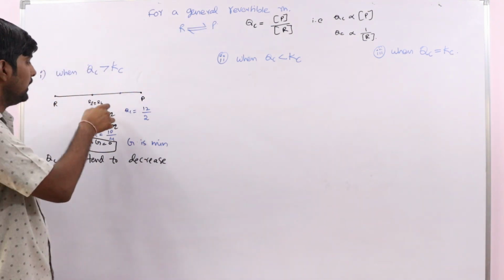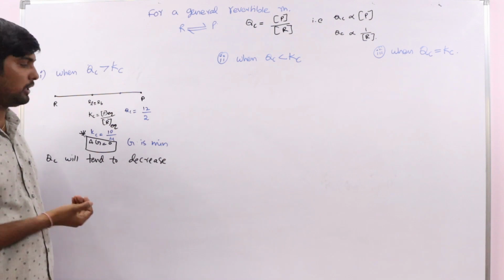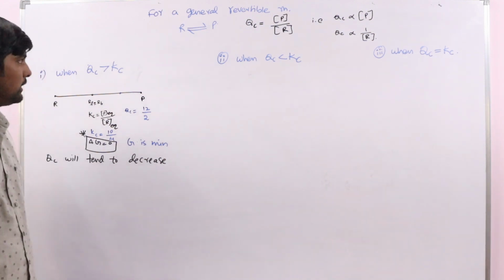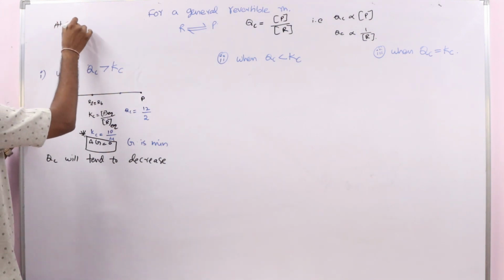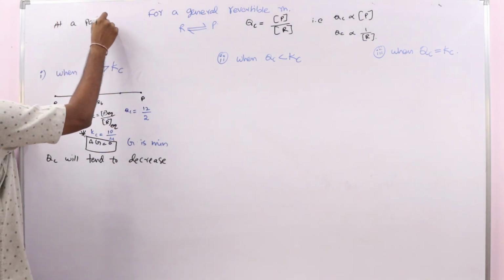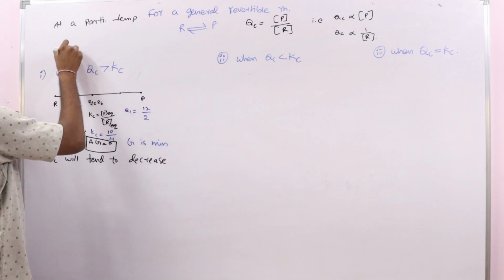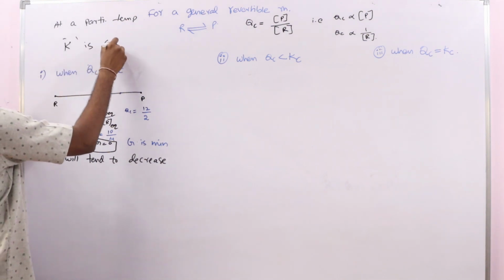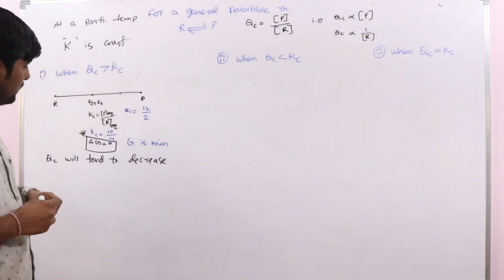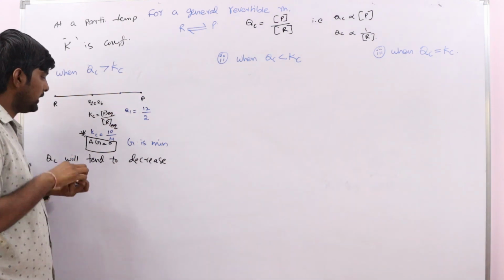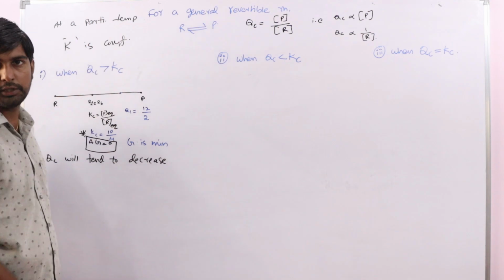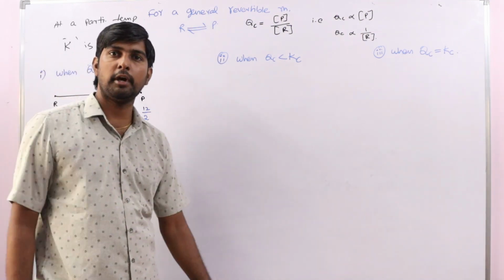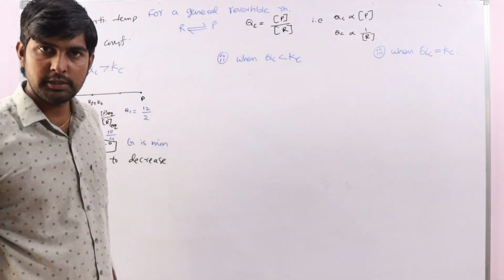Okay, in this reaction Qc will try to equal its value to Kc. Already we discussed that at a particular temperature K is constant, yes or no? So here equilibrium is present, and this K value is fixed. It cannot change until you maintain the constant temperature. Every story which we are discussing is at constant temperature.